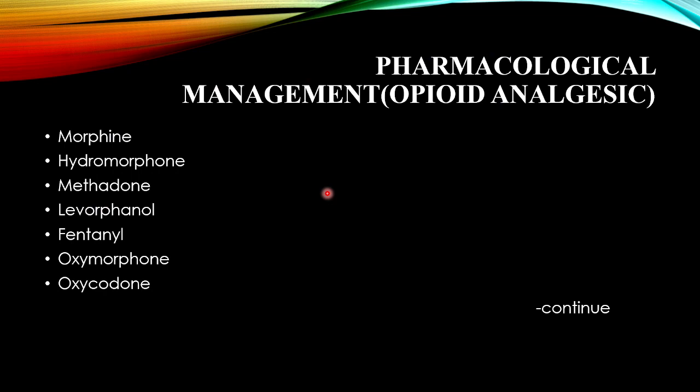Then opioid analgesics: morphine, hydromorphone, methadone, levorphanol, fentanyl, oxymorphone and oxycodone. The first mode of action of opioids is that it inhibits the transmission of nociceptive input from the periphery to the spinal cord. The second one is to activate the descending inhibitory pathway that modulates the transmission in the spinal cord.